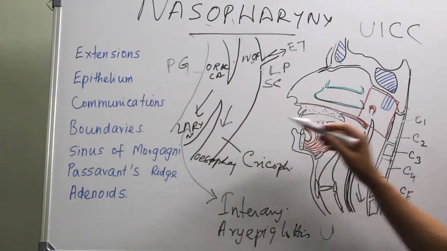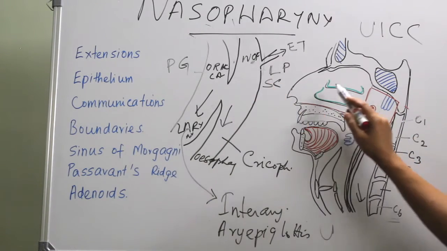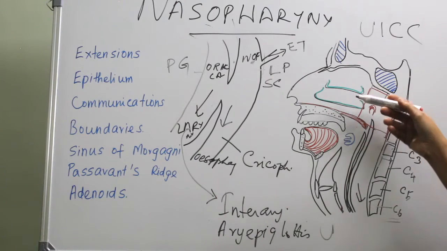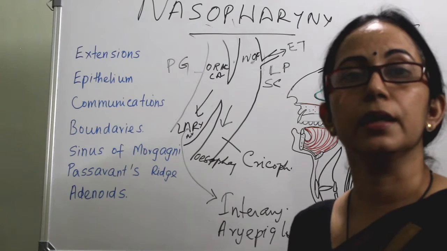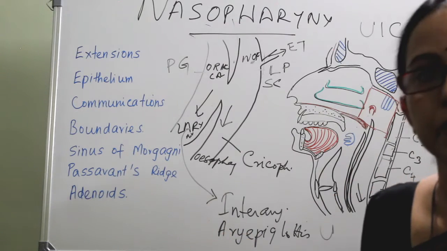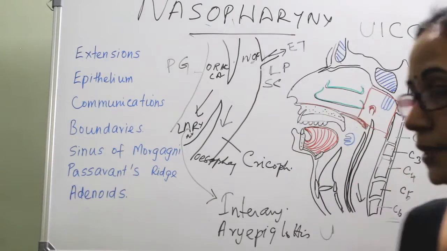Extension: it extends from the skull base up to the soft palate. And epithelium: actually it is a continuation of the nasal cavity. So what will be the epithelium? The epithelium will be respiratory epithelium, which is pseudostratified ciliated columnar epithelium.